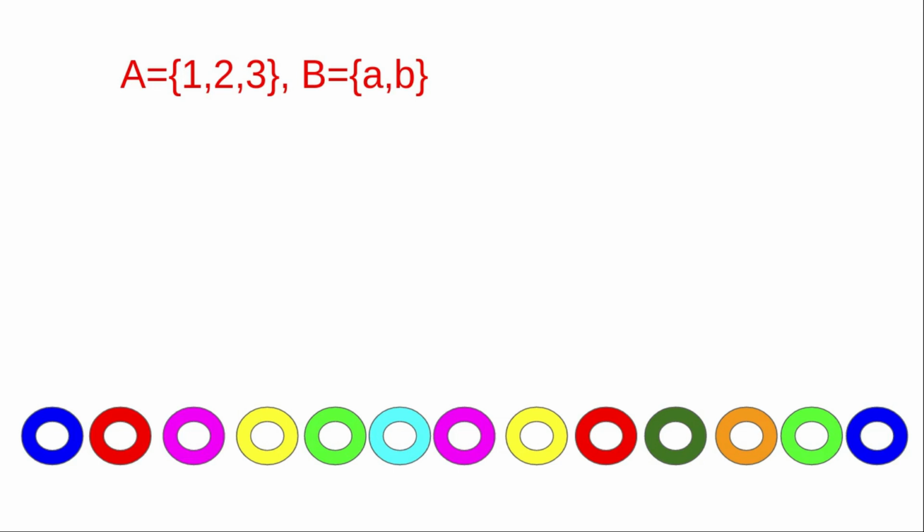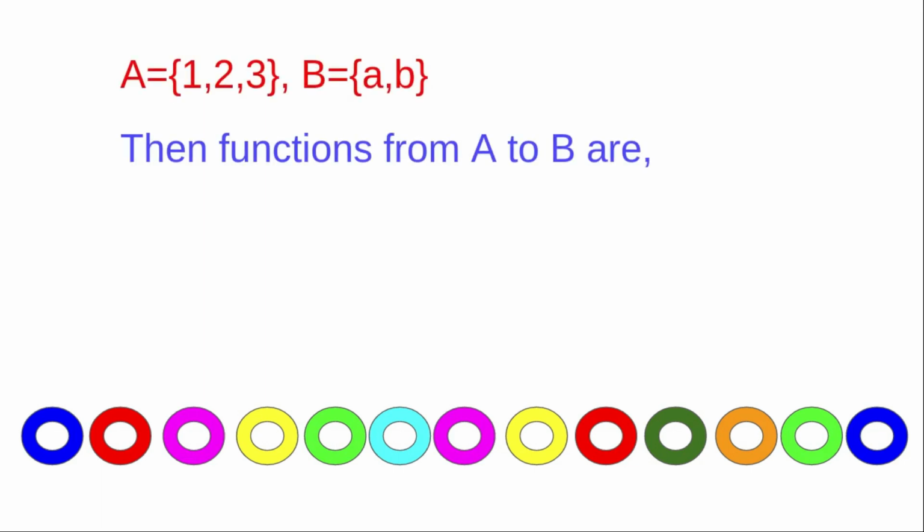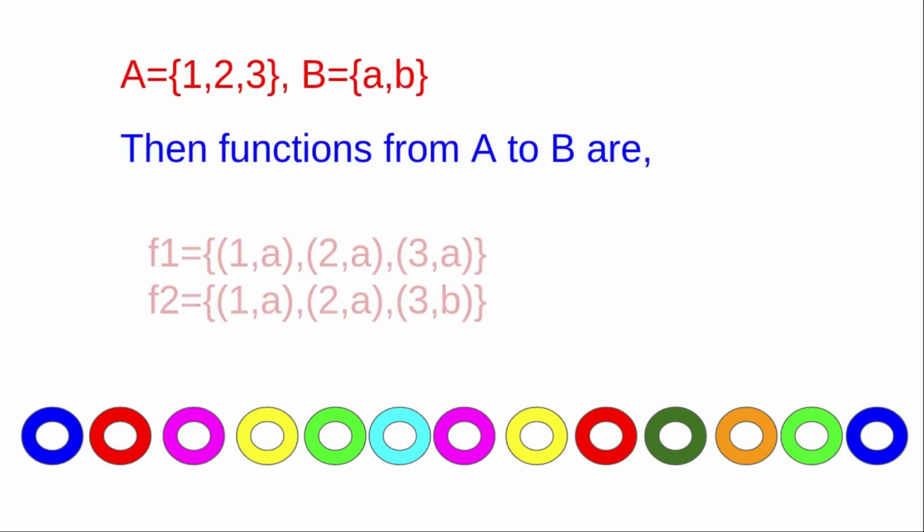Consider A equal to set 1, 2, 3 and B equal to set a, b. Now functions from A to B are, here n of A is 3, n of B is 2, so there are total 2 raised to 3 functions. So there are 8 functions. Order of B raised to order of A, 2 raised to 3 functions.